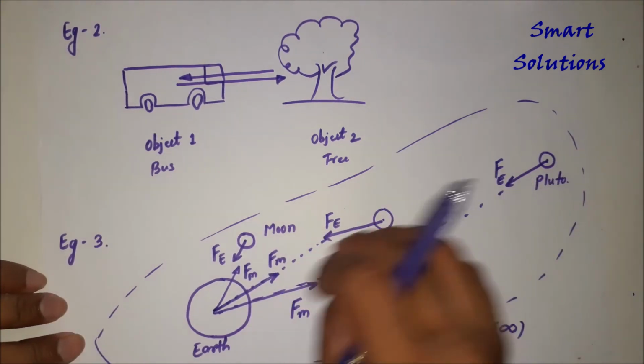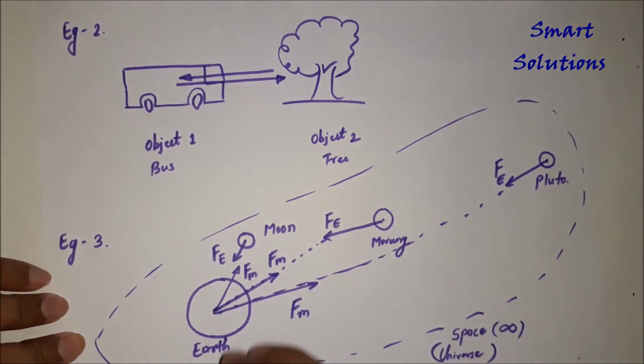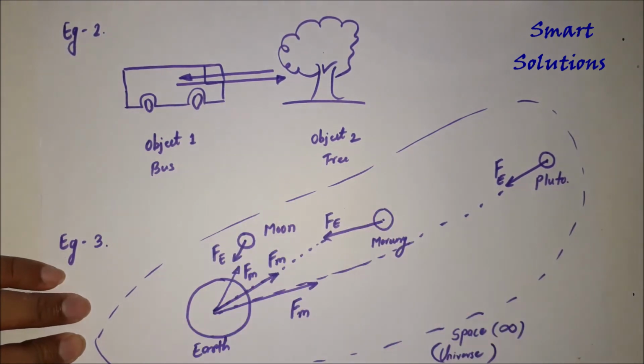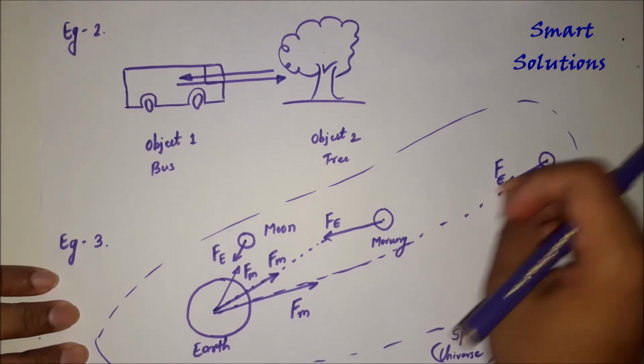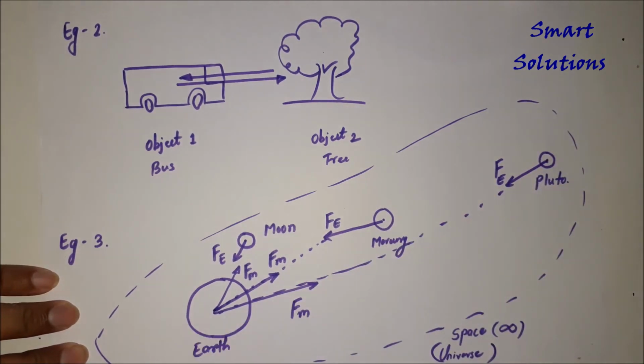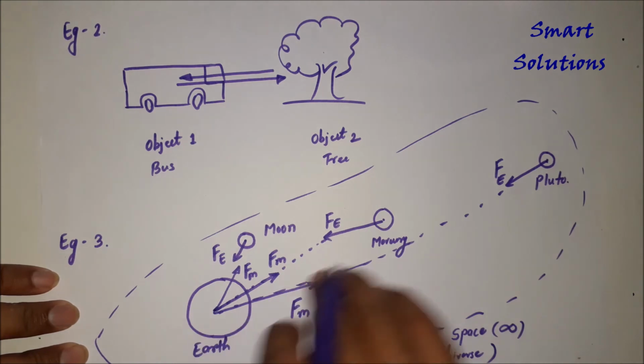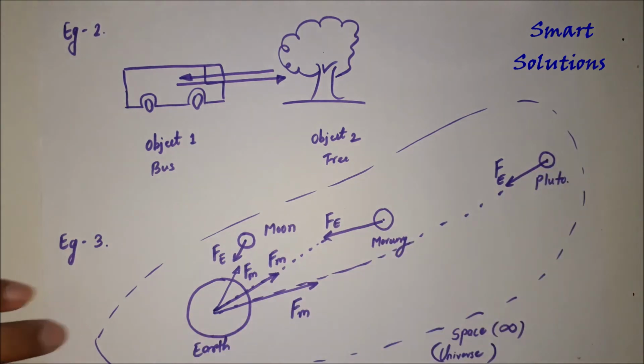So Mercury will try to pull Earth towards its center. Earth will try to pull Mercury towards its center. Similarly, Earth will try to pull Pluto towards its center, and Pluto will try to pull Earth towards its center, but there is some balance. So this force of attraction between any two objects in space, what is it called? It is called gravitational force.